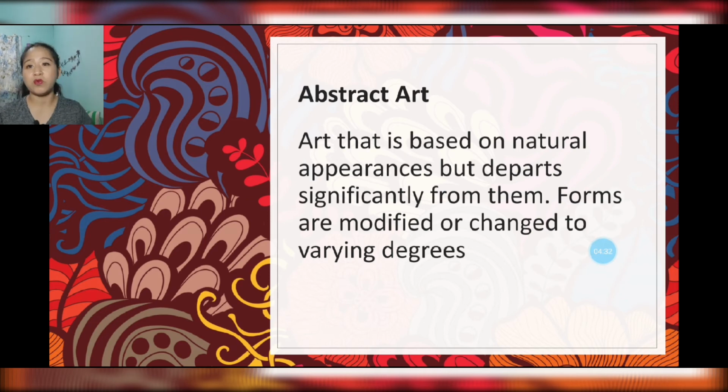And then we have abstract art, okay? You are familiar with this one. Okay, how do we say that a work of art is abstract? Let's have the definition. Art that is based on natural appearances but departs significantly from them. Forms are modified or changed to varying degrees. So it means that you could actually see a real object, a real picture. It's just that there's an application of distorting the picture, of somewhat having significant creativity in order to produce another work of art, okay?